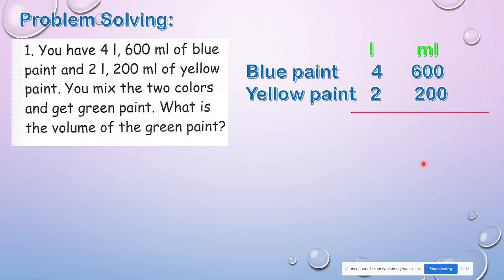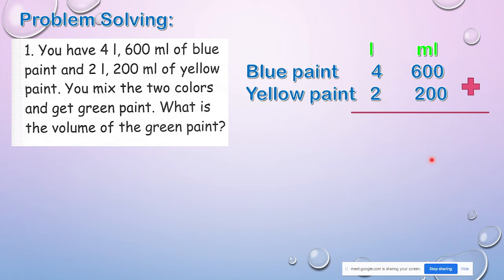Teacher, I know you mix the two colors. The word is plus. Plus, yes, because you mix blue and yellow to make green. You put them together to make green. So when you say together, it means plus, right?